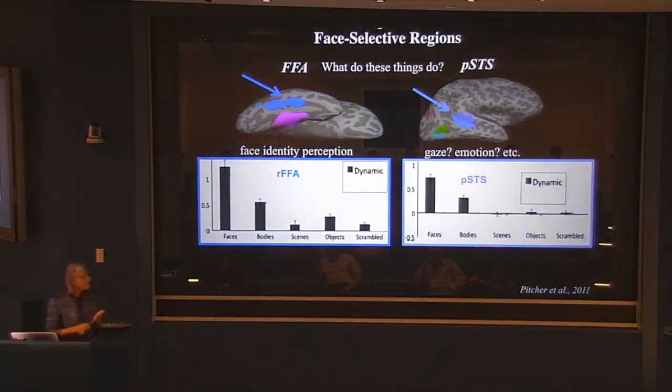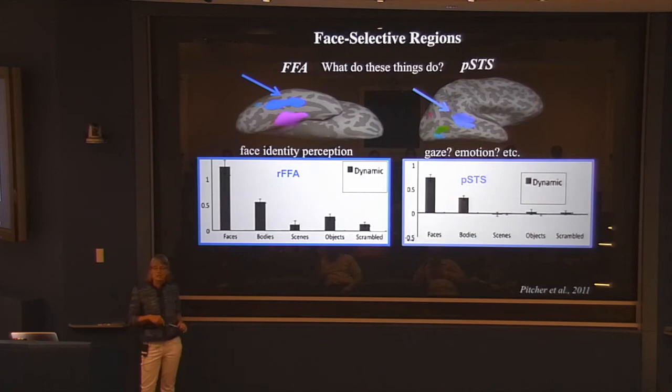Here's some data that David Pitcher and I collected a few years ago, showing the selectivity of this region. So when I say these things respond selectively, here's an example of what I mean. This is now the magnitude of response. You identify that region, and then in a separate bunch of data, you measure the magnitude of response in that region to a bunch of different conditions. And you can see it responds a whole bunch more to faces than anything else, and similarly so to the superior temporal sulcus face region.